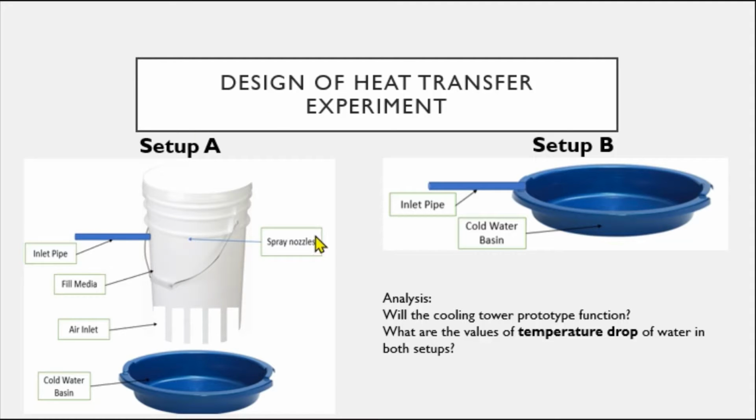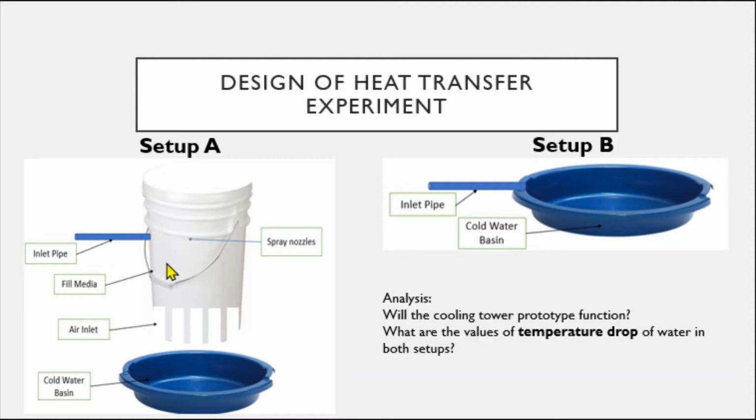In this setup, there is an inlet pipe, a place where the hot water enters the cooling tower. I used the plastic hose pipe as the inlet pipe. There are spray nozzles. These nozzles were made by making holes in the hose pipe inside the pail. The function of the spray nozzles is to distribute the hot water equally throughout the cross-section of the pail.